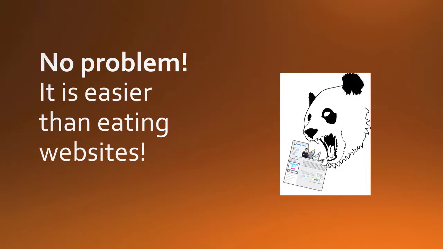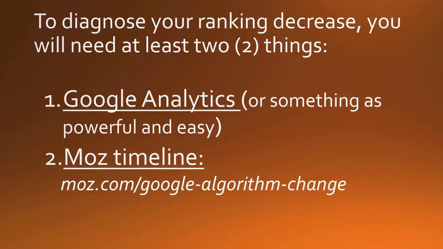Well, no problem. It is easier than eating websites. To diagnose your ranking decrease, you'll need at least, for this example, two things: Google Analytics and the Moz timeline. I don't know if you guys are familiar with SEO Moz over here. They just changed their name to Moz. And they have a timeline. There's the URL there: moz.com/google-algorithm-change. They're both free. That's all you need to diagnose most Google problems in terms of penalties and demotions.